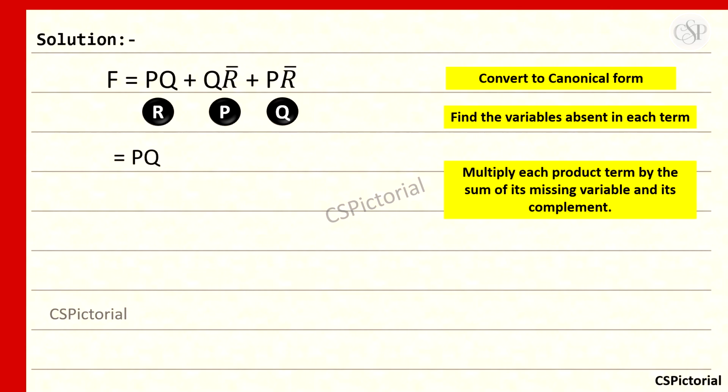The expression is then written as PQ into R plus R bar, plus P bar into Q R bar, plus P into Q plus Q bar into R bar. Combine all the terms in the next step.